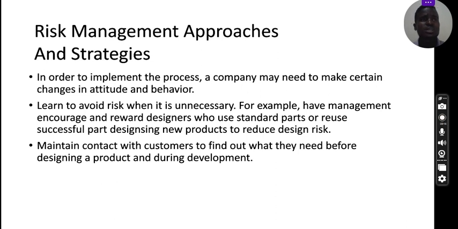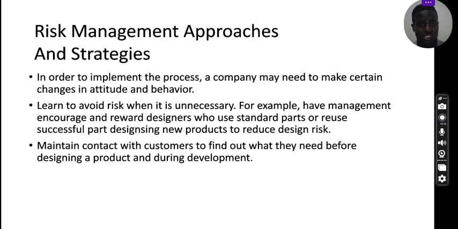At least start, because risks can come with the designers. A designer is not happy with the boss and with the project manager, and they are doing their own things. So at least learn to start rewarding those designers that use standard parts and reuse successful parts when designing new products to reduce design risk. Yes, design risks can happen during the designing process, but then at least have some encouragement for them to make sure that they can do successful designing.